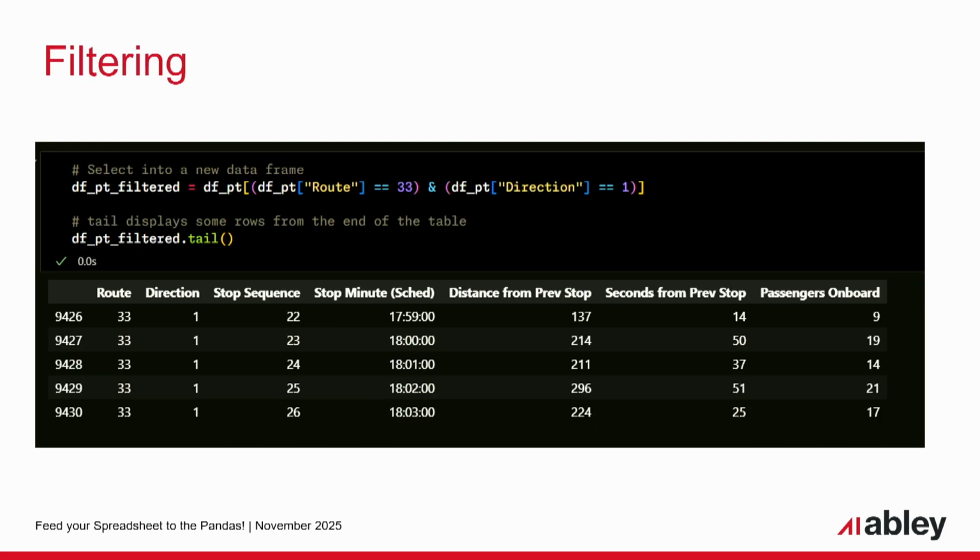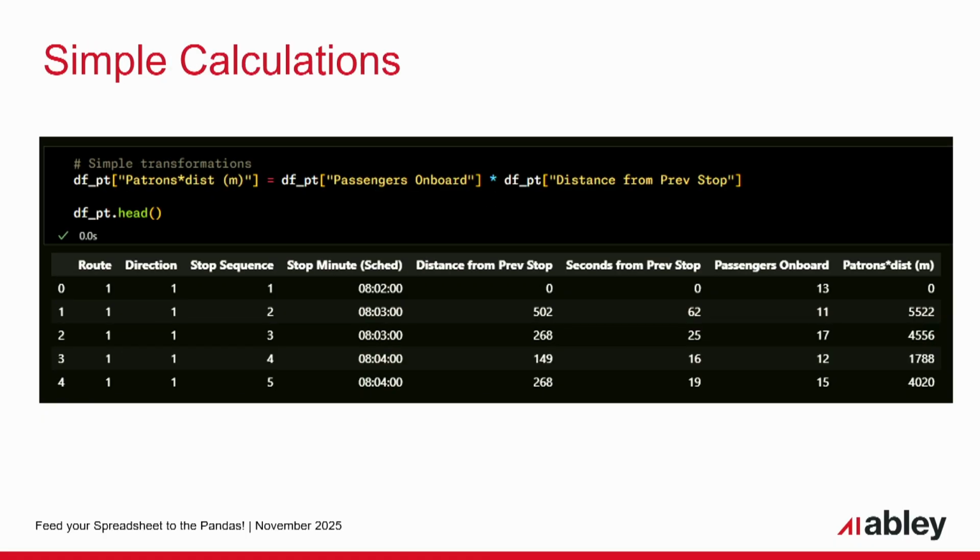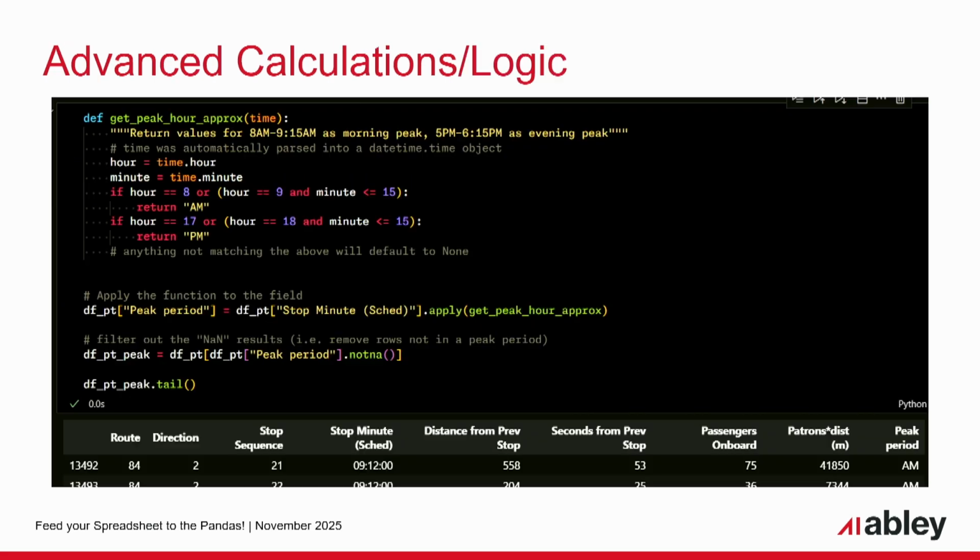Filtering is really easy, so you can reduce your data set down. So in my PT data set, I've got routes and directions. So I'm just saying for direction 1, maybe into town, and for route 33, show me that data, and I've filtered it just to show, I'm using tail just to show the bottom of the table, the last few rows. Simple calculations can be done really easily in place. You can see you've just got a column multiplied by another column and put into a new column, and in my table there, that's been added to the end.